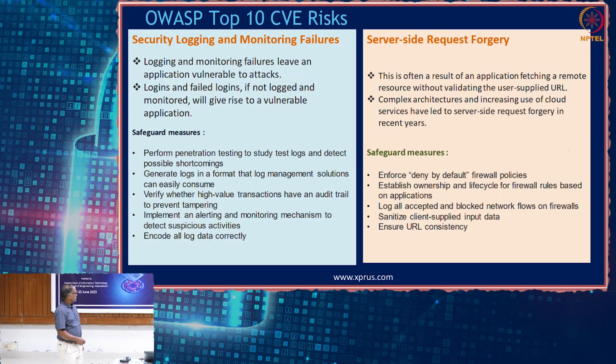So you have to log accepted and blocked network flows, and ensure URL consistency. Whether this is the same URL I am supposed to take the user to. If it leads to a different website, how do I find it out?